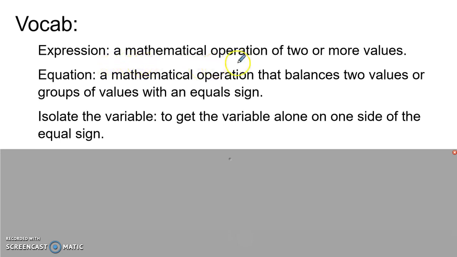You have a mathematical operation like addition or multiplication, and you're going to have two or more numbers. That's all you're going to be worrying about. You guys should be solid on expressions. The second one is equation, and that's very similar to an expression, except that an equation is going to have an equal sign in there somewhere.